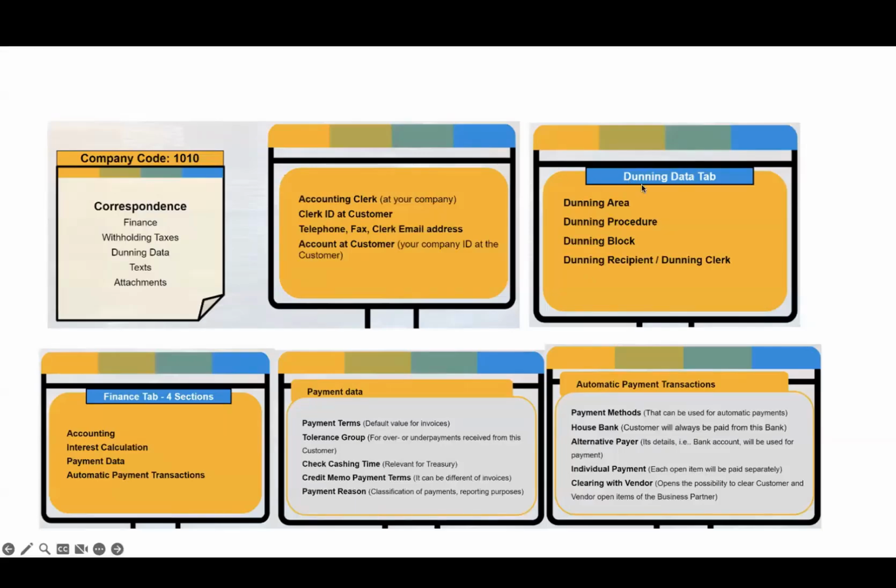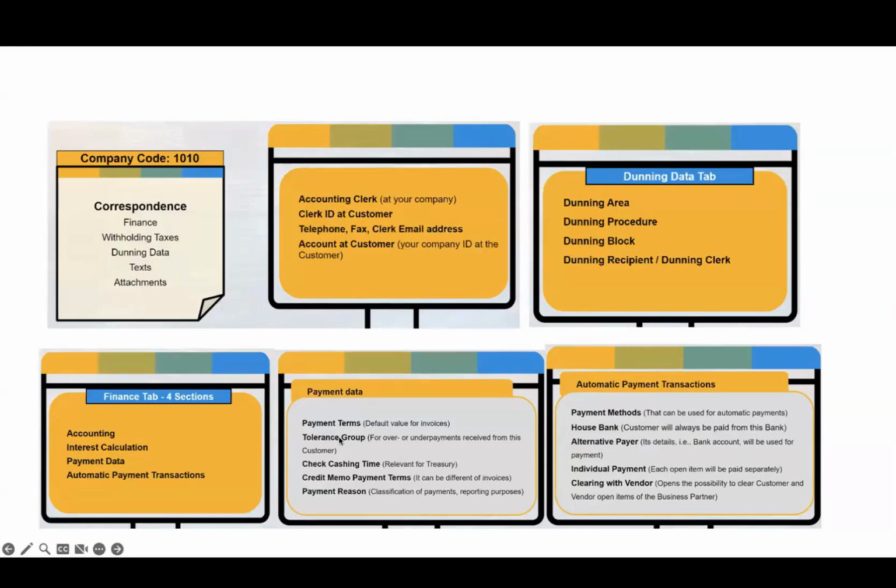Dunning. Okay, so we have Dunning data there. So we got 5 main points: correspondence, finance, withholding taxes, Dunning data, text, and attachment. So Dunning data, we look at Dunning later on in there. So I'll go through that in more detail.